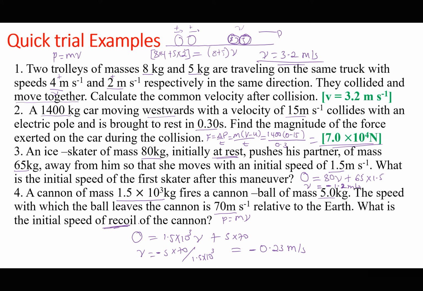The negative corresponds to a recoil. When you fire a ball, we expect the cannon to move backwards. So the velocity of the cannon must be in the opposite direction to that of the ball. So that is negative 0.23 meters per second. Before firing, total momentum is 0. Nothing is moving. After firing, we expect the cannon to move backwards as the ball moves forward. That's why the V is going to be negative. Okay.